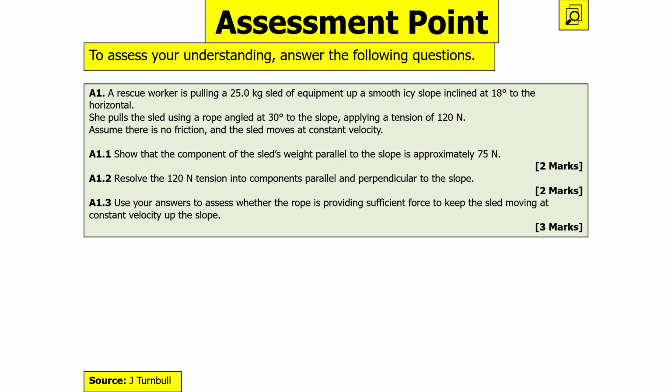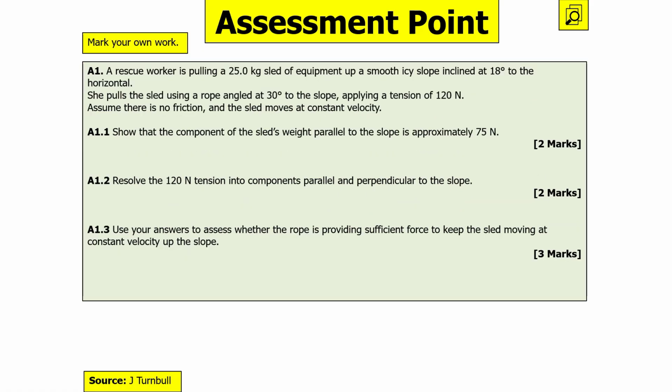Resolve the 120 newton tension into components parallel and perpendicular to the slope, and then use the answers to assess whether the rope is providing sufficient force to keep the sled moving at a constant velocity up the slope. So pause the video now, then unpause the video when you want to go through your answer.